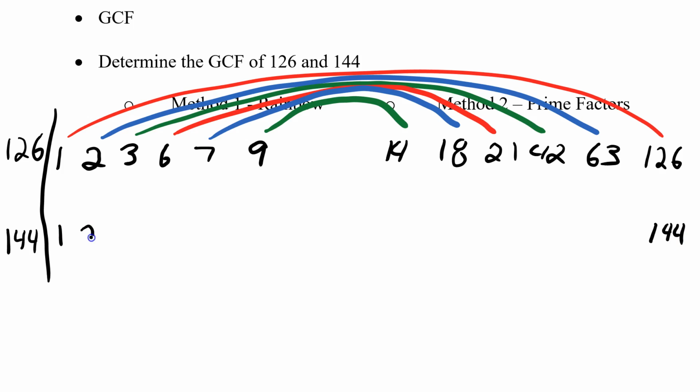I do know that 2 and 72 multiply to 144. 3 and 48. Now, little hint here, because I am looking for the greatest common factor, once I get the largest number to match up in both columns, I've found the GCF. So let's go with 4. Does 4 go in? You bet it does. 4 and 36.